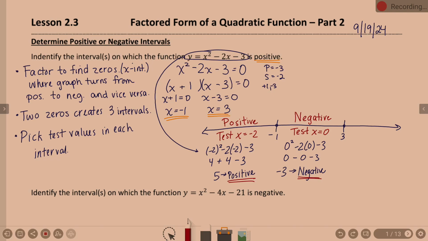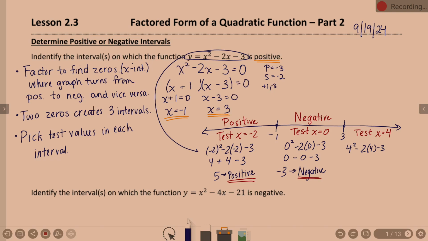Pick a number in the final interval. What can you test to the right of 3? 4, 5, 6, 7, 8, 9, 10, 11, 12, whatever you want. 32? More power to you. I'm going with 4. So, what am I doing with 4? Putting it in for x. Good. 4 squared minus 2 times 4 minus 3.